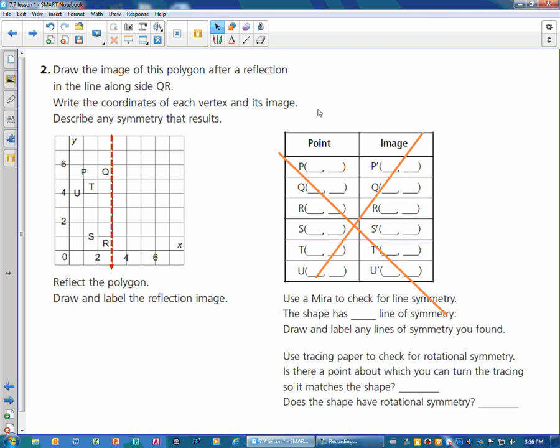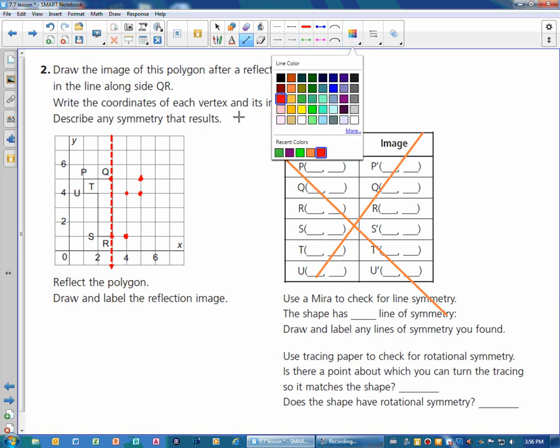So it says write the coordinates of each. You don't need to do that. Just let's trace it, or let's reflect it. So draw the image of this polygon after reflection, write the coordinates, and describe the symmetry. Okay, Q is exactly on the line of symmetry, so I can't count squares because Q is exactly on it. But P is 2 away, so count 2 over, and that's my new P. T is 1 away, count 1 over, that's my new T. U is 2 away, so count 2 over. Okay. S, 1 over, so go 1 over, and then R is exactly on the line, so you can't reflect that. It's sitting on the line.